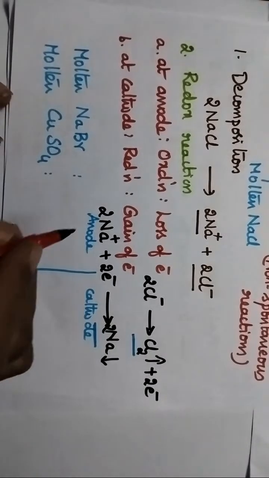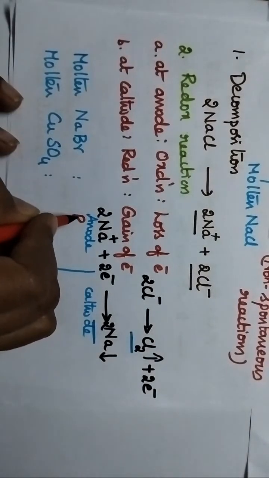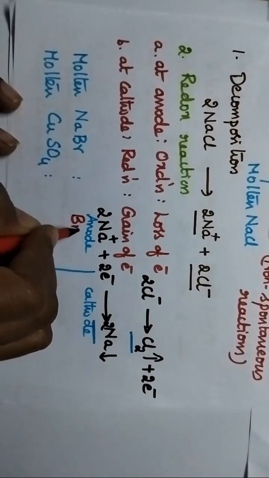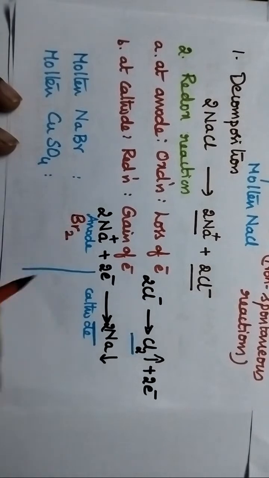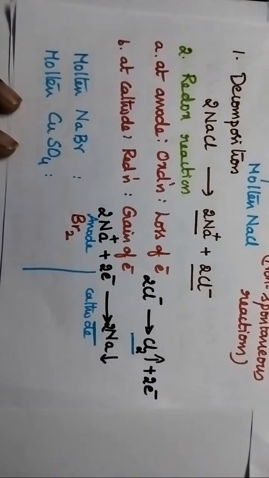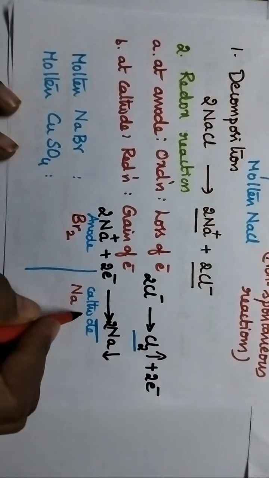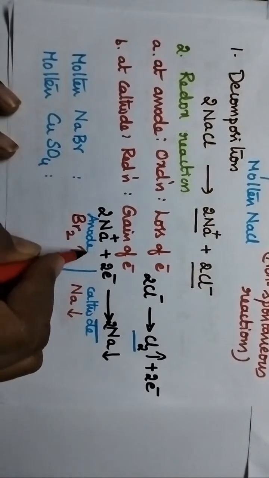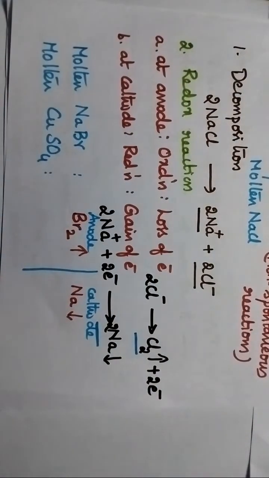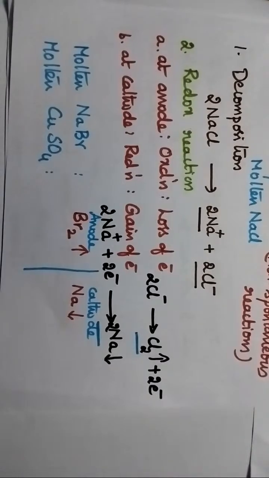Very good. Bromine gas will be liberated at the anode, and what happens at the cathode? Very good. Sodium metal will be deposited at the cathode. So nice of you. Next, will you answer the second question? What are the products formed during the electrolysis of molten copper sulfate solution?